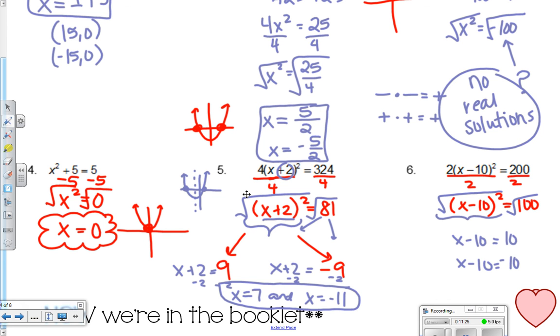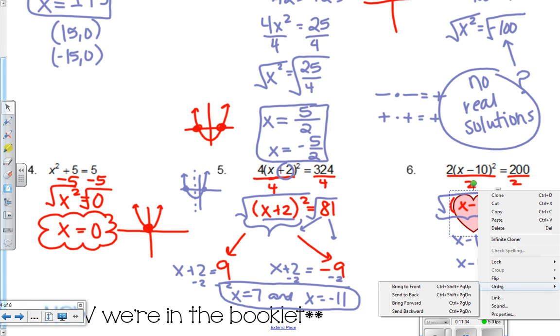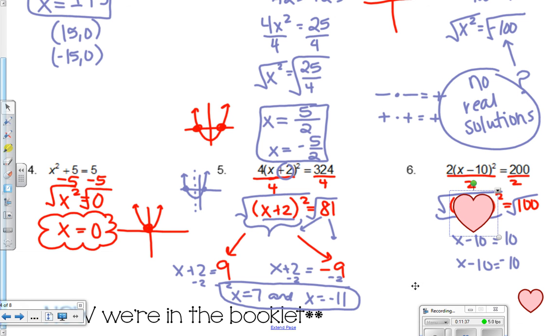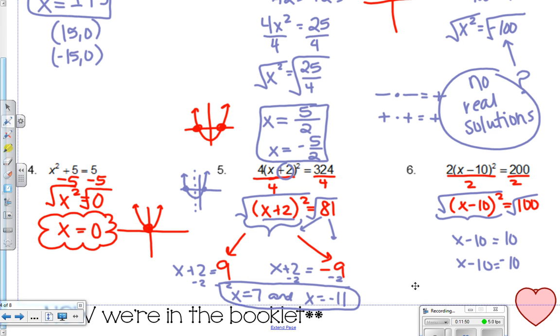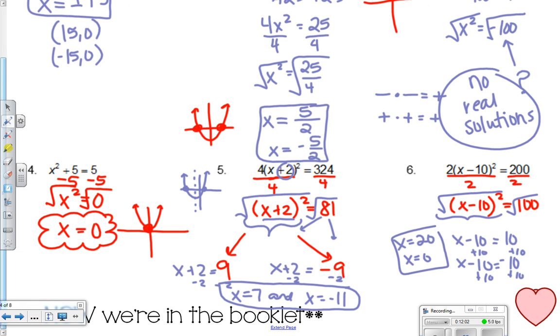Okay? So again, if I need to use that heart to explain it again, if I treat that as just one thing, so if this heart squared is 100, that means whatever the heart is equal to 10, and it's also equal to negative 10. So again, the heart is x minus 10. So x minus 10 is 10, and x minus 10 is also negative 10. So we're going to have two answers here. Okay? So I add 10 to both sides, and one of my answers is 20. I add 10 to both sides, and one of my answers is 0. That's a 0. Looks like a 6, but it's a 0.